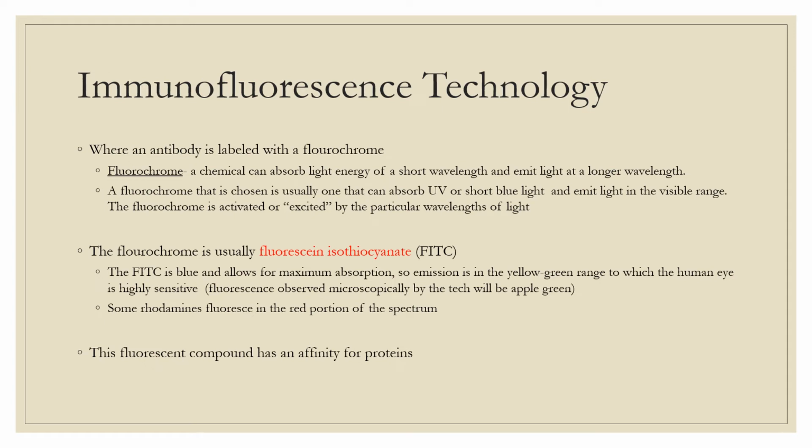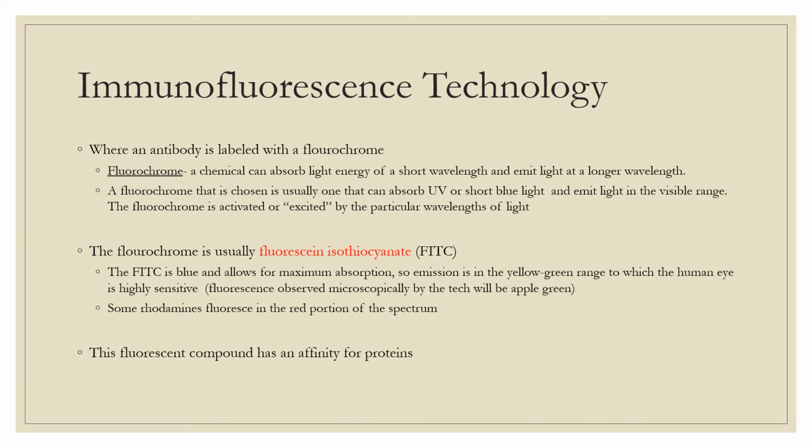A fluorochrome that is chosen is usually one that can absorb UV or short blue light and emit light in the visible range. The fluorochrome is activated or excited by the particular wavelengths of light. The fluorochrome we usually use in immunofluorescence technology is called FITC, or fluorescein isothiocyanate. The FITC is blue and allows for maximum absorption, so emission is in the yellow-green range to which the human eye is highly sensitive. So to us, observing using the fluorescent microscope, the antigen or the substance that we're looking for is going to fluoresce apple green.